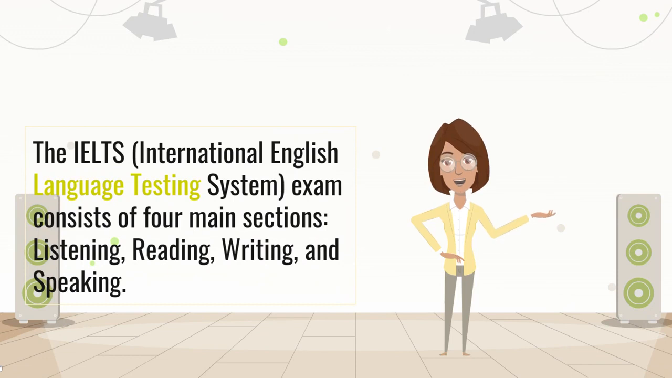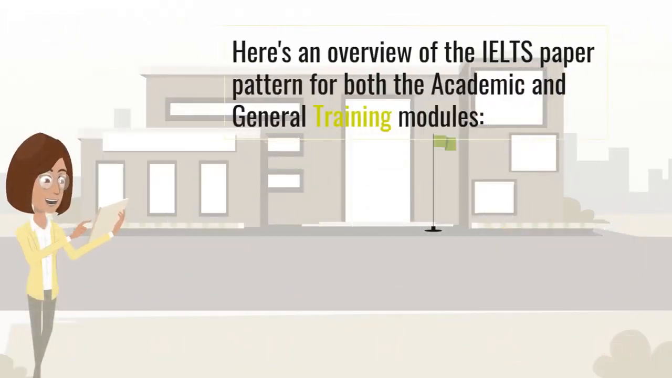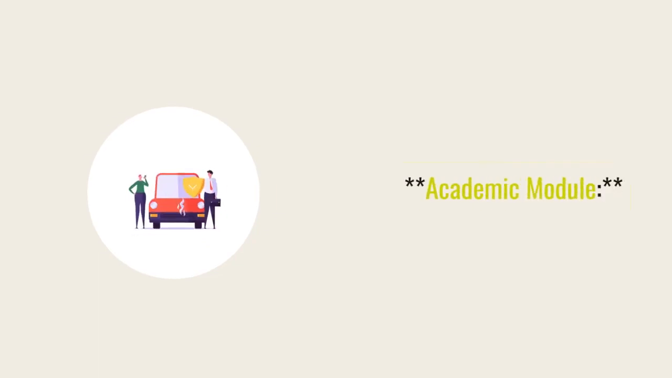The IELTS, International English Language Testing System, exam consists of 4 main sections: listening, reading, writing, and speaking. Here's an overview of the IELTS paper pattern for both the academic and general training modules. Academic Module.